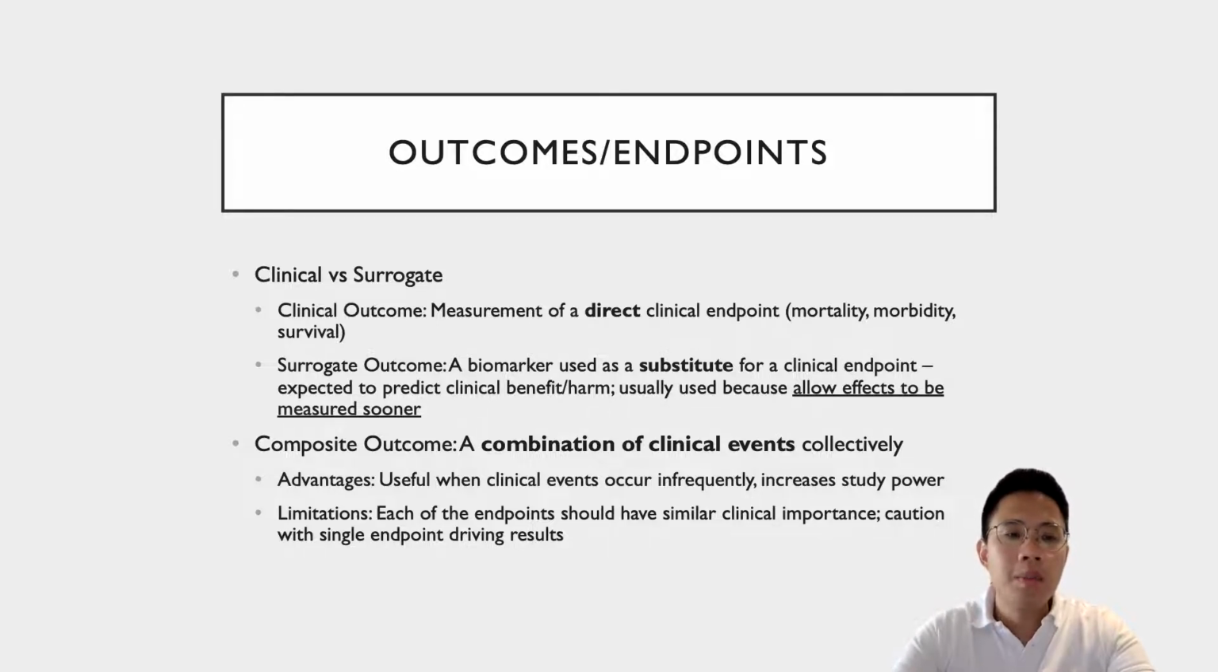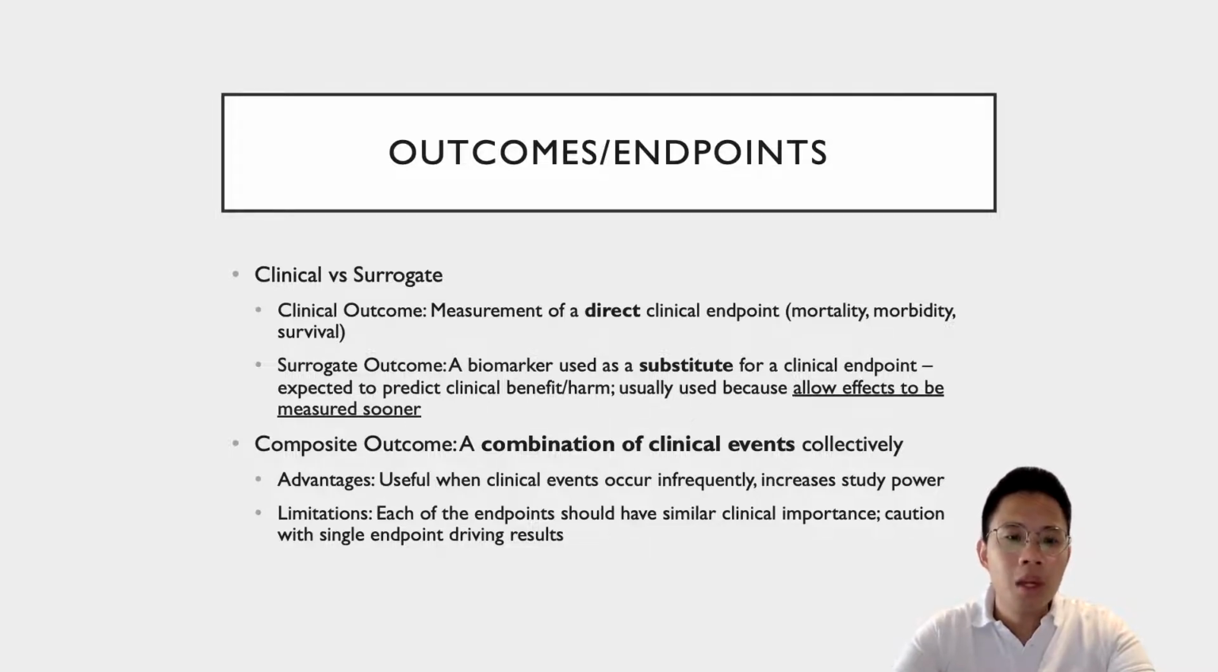The second is that of composite outcomes. Composite outcomes are essentially a combination of clinical outcomes that are grouped collectively. They are advantageous in the sense that when the standalone outcomes, like let's say mortality, do not occur frequently, collating these various outcomes essentially increases the power of the study and increases the likelihood of achieving statistical significance.